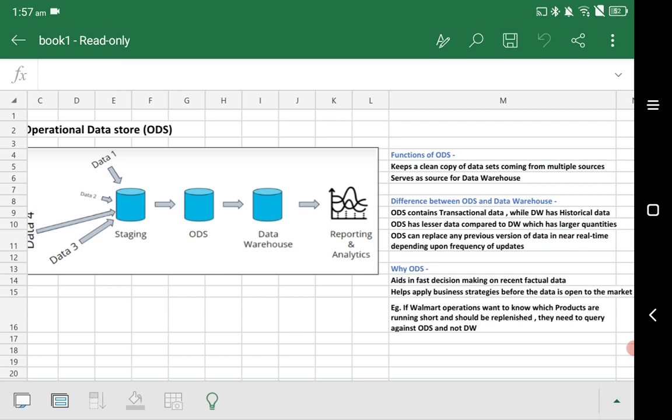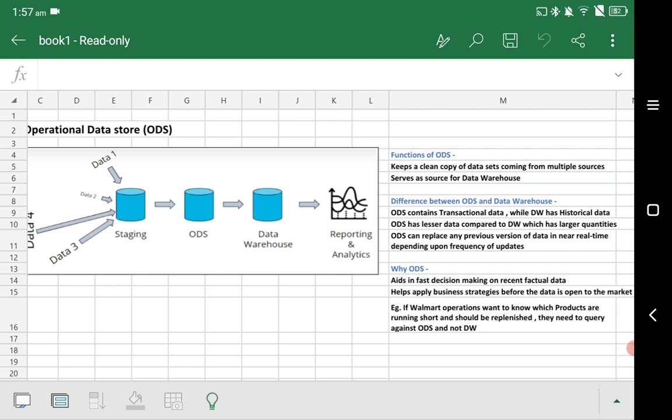The updates that happen on data warehouse is not very frequent, and so the reaction to the assessment gets delayed, which will further delay the supply chain. And that's why there comes a need to query against the ODS in our data warehouse. So this is a very simple and common example of ODS and the functionality and the use of ODS.